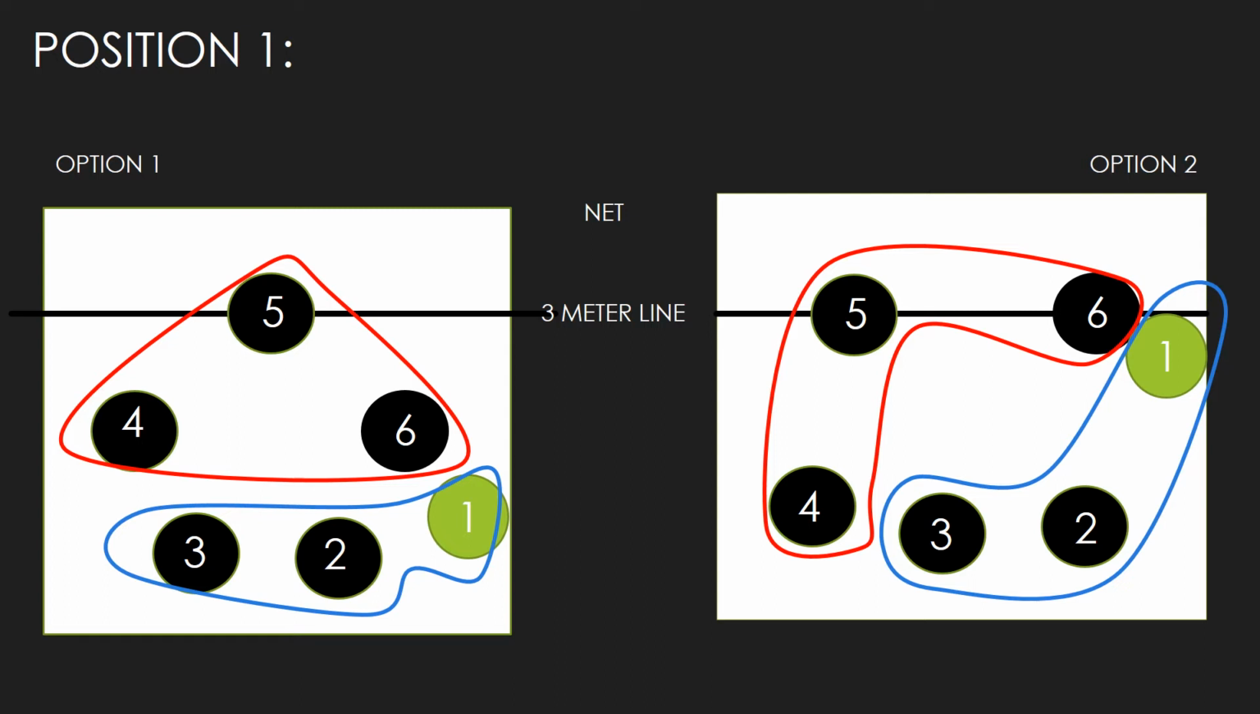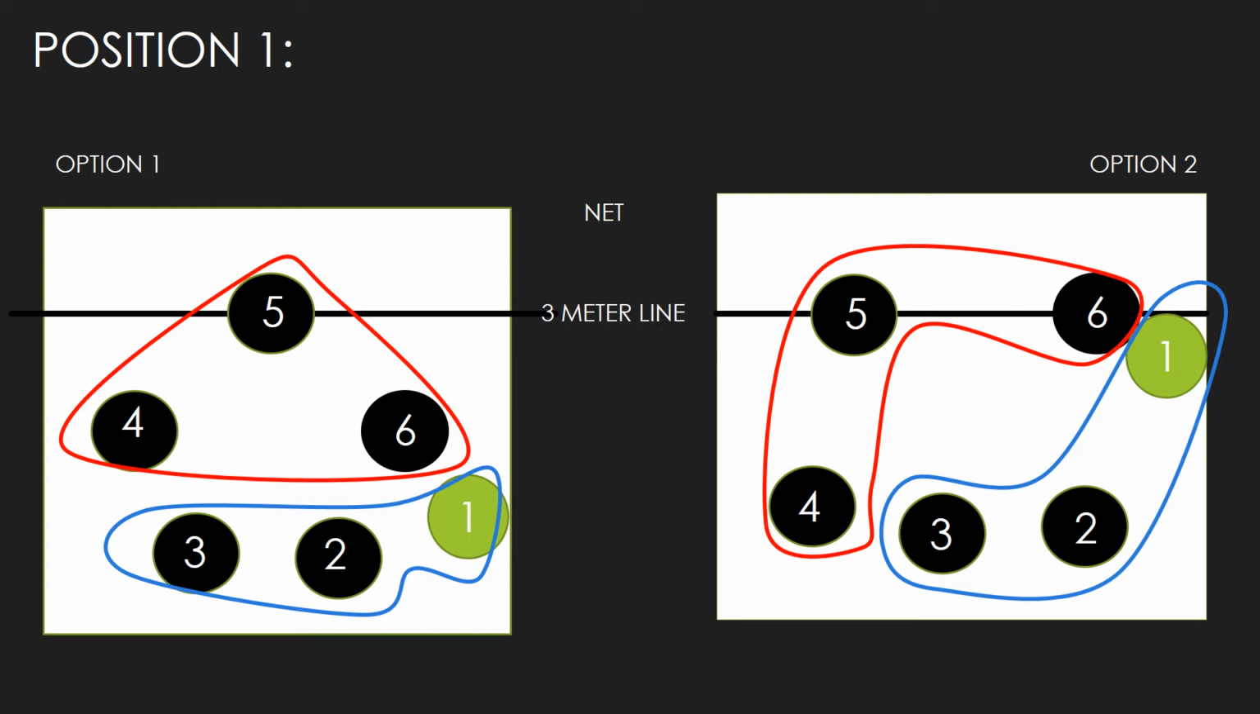Also, looking at player 1, who is the setter, what they are going to do in this option 2 is they've pushed up position 6, okay, who is in the front row. So that allows the setter, or position 1, to be in front of position 4.